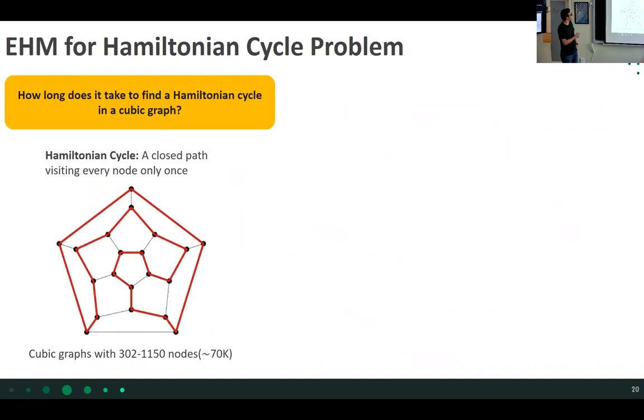So we looked at one of these problems, the Hamiltonian cycle problem, closely related to the traveling salesman problem. We are given a graph, looking for a closed path in this graph that visits every node only once. The question is how long does it take to find the Hamiltonian cycle for a given graph? The problem instance distribution that we took is specific graphs, cubic graphs, where the nodes have degree 3, and the number of nodes is between 300 and 1150.